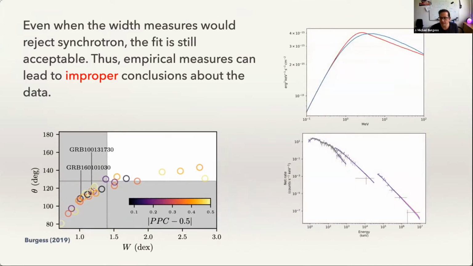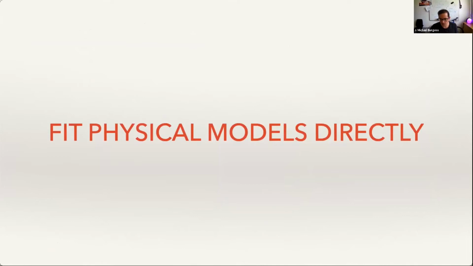Why is this? Well, it's basically this thing that I was showing you earlier: you can have two very different spectra in photon space that look very similar in the data. And so if you try to draw conclusions from here instead of from here, you might get to the wrong answer. So what do we do? Let's fit physical models directly to the data.